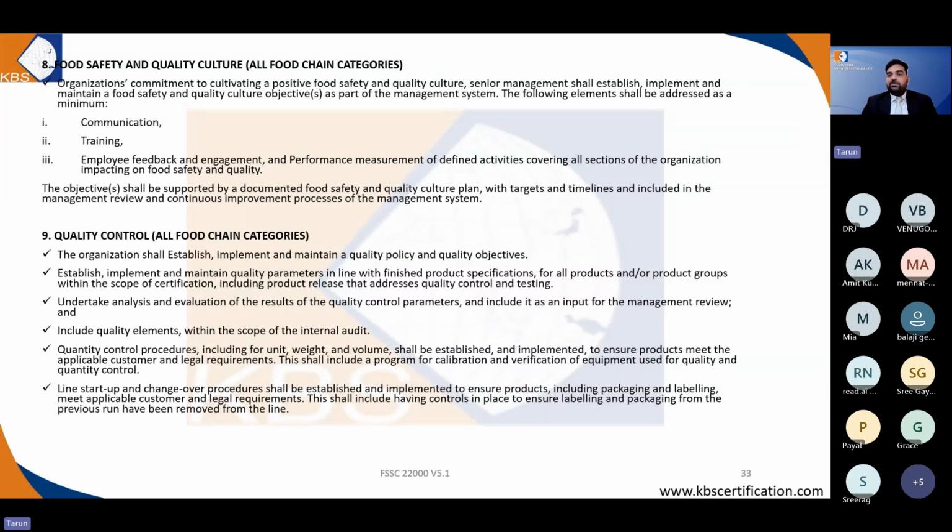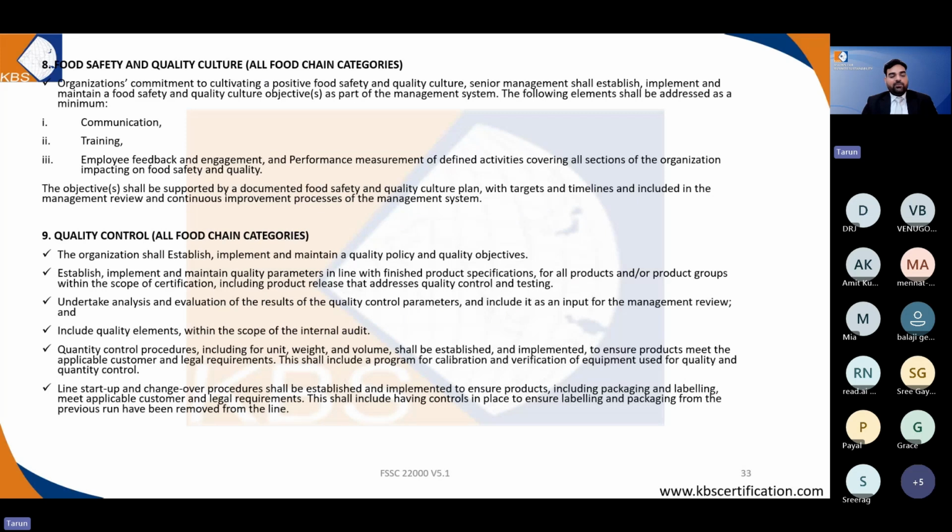Then only you can consider it. If you are doing training one time a year, it is not a food safety culture. It is food safety management. That is okay, but food safety culture is when everywhere the culture shows that food safety is a requirement.